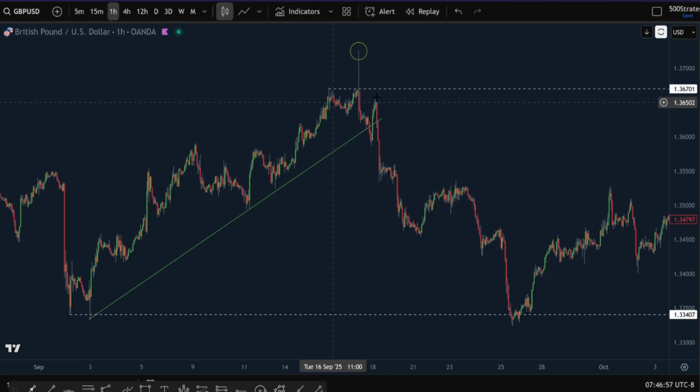When price got rejected here, you can start thinking, okay, I may have potentially a reversal of trend, but it is not yet confirmed.